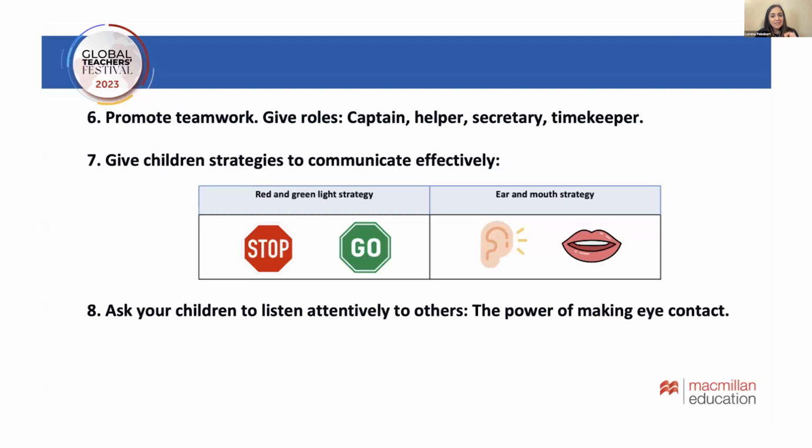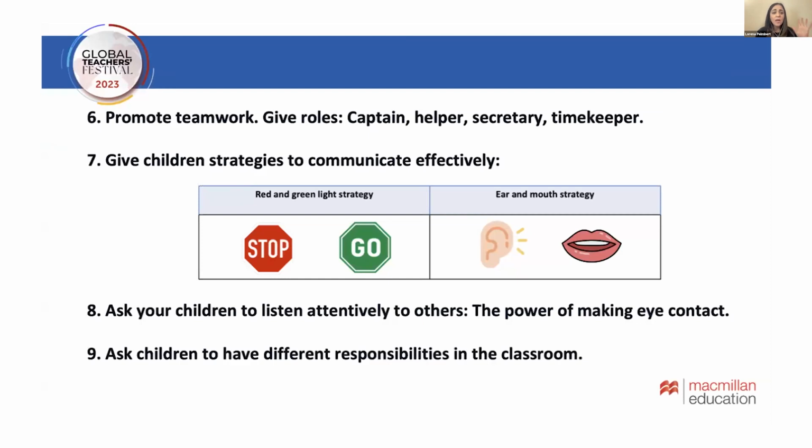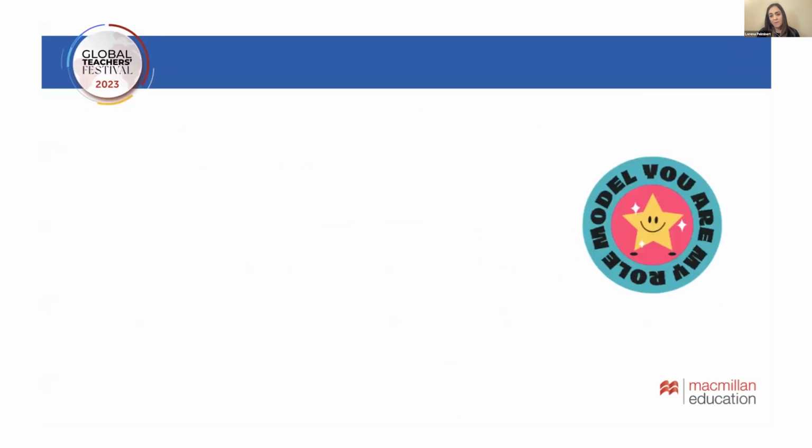Also, ask your children to listen attentively to others, like the power of making eye contact. Okay, so we always say 1, 2, 3, eyes on me. And before you give an instruction, you check that everybody's looking at you, because that means that they are paying attention to you, and that shows respect. So when someone is presenting, one of your students at the front of the classroom is presenting something, ask the other ones to look at them, because that shows respect and that helps build relationship skills. Ask children to have different responsibilities in the classroom too, because if we take care of the classroom, then we feel that we belong, okay?